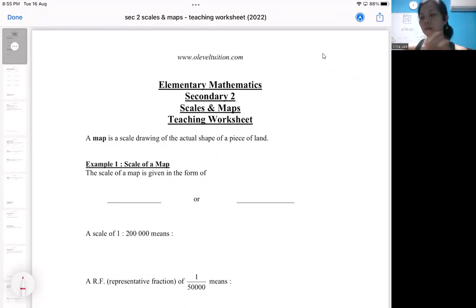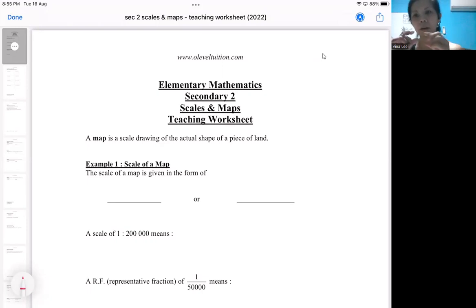So we shrink the actual length of a place or the actual area of a place onto a map. The map can be like a street directory or some other. Most of the time we will be using Google Map. If your parents use Google Map, you can check it out.